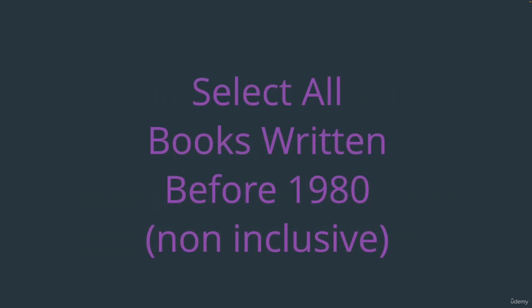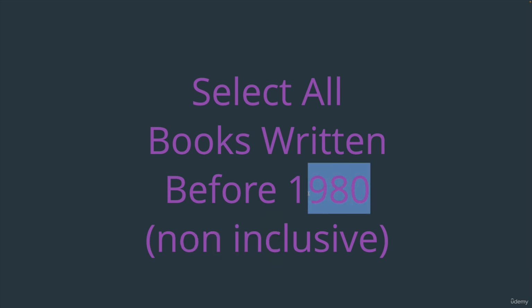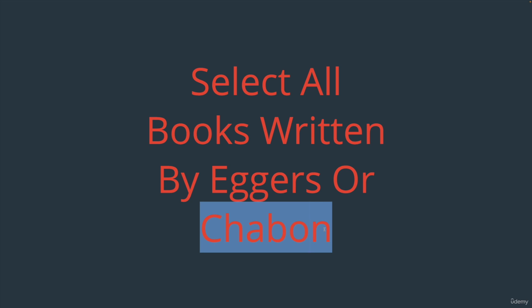Next up, we're back with a books data set. Select all the books written before 1980. Non-inclusive, meaning I don't want to include 1980. So up to 1980. Then write a query to select all the books written by, with the last name of the author, Eggers or Chabon.